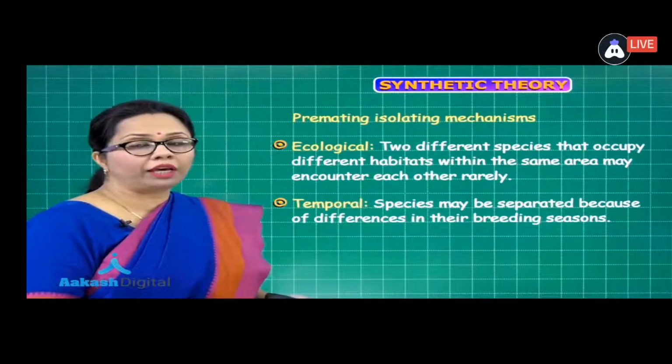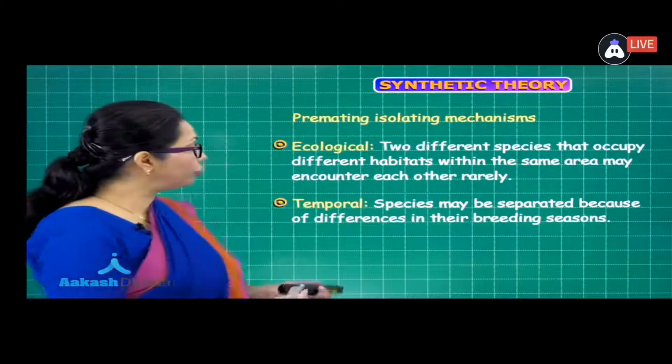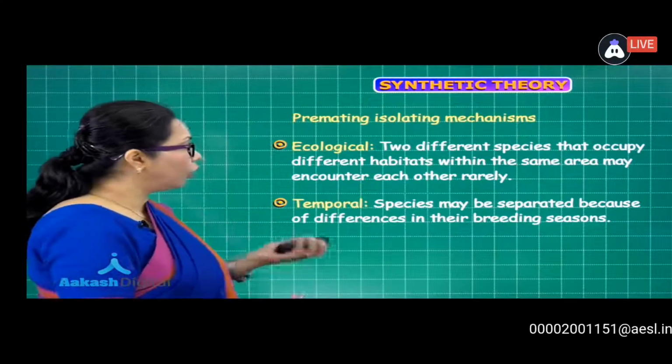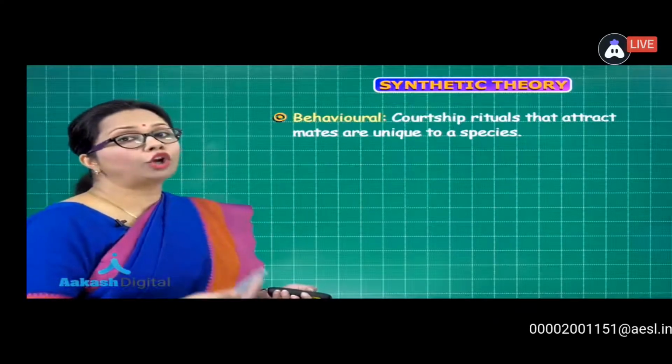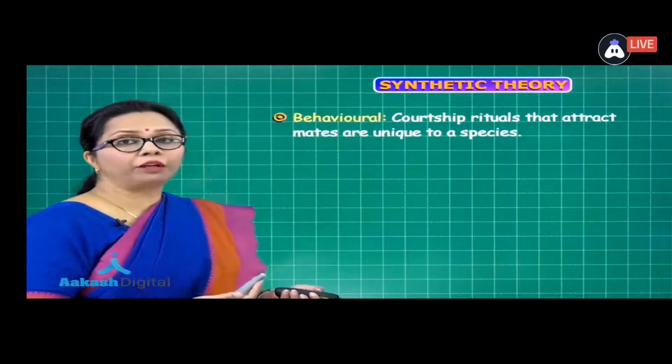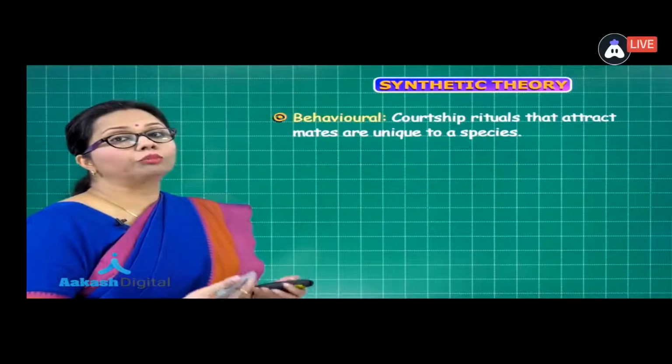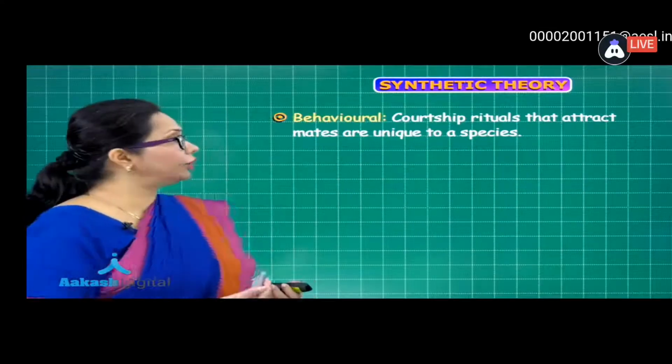So mating between them is not possible. So that would be seasonal isolation or temporal. Next one is behavioral, which is also called ethological. Study of animal behavior is called ethology. So behavioral or ethological isolation.